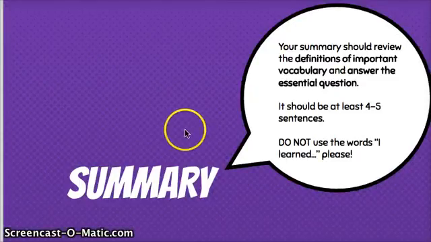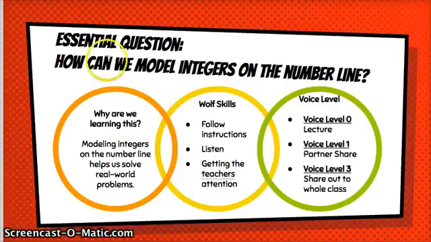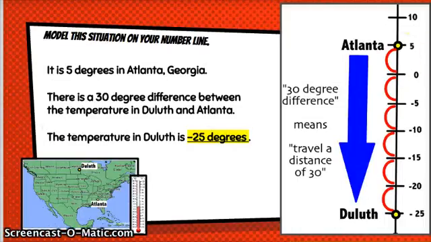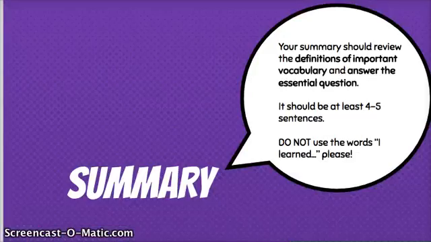Finally, you need to write a summary. Your summary should review the definitions of important vocabulary and answer the essential question. Remember that for this lesson, the essential question was, how can we model integers on the number line? You can include important vocabulary definitions like the definition of integers, and you could give examples like how we found the temperature in Duluth, or how we calculated the distance between two temperatures, or the difference between the temperature in two cities like Petoskey and Casper.